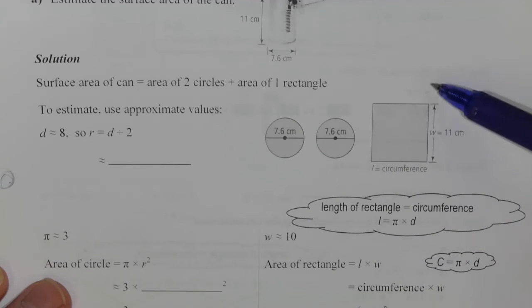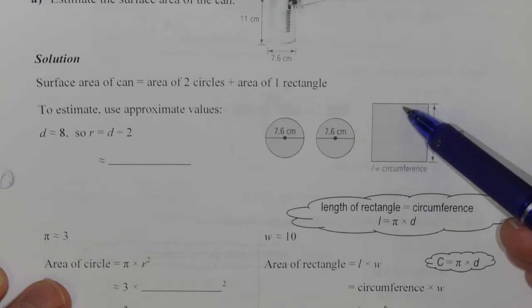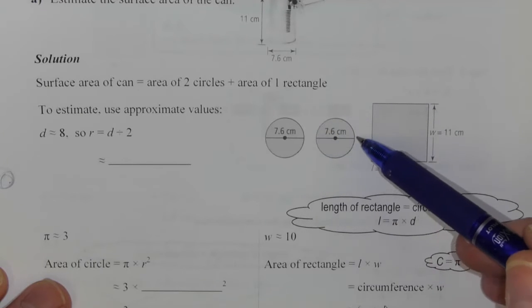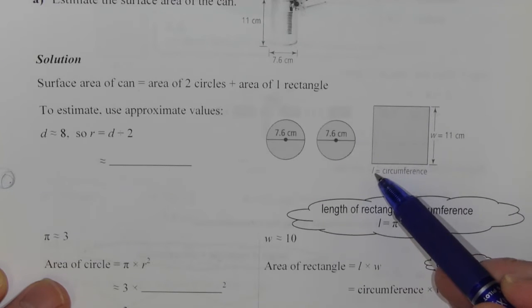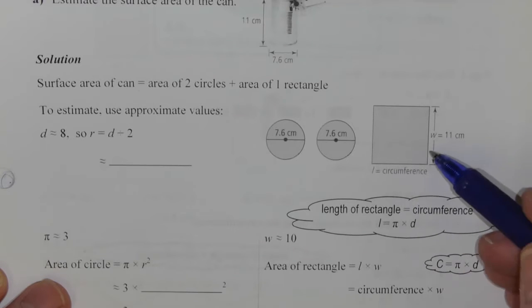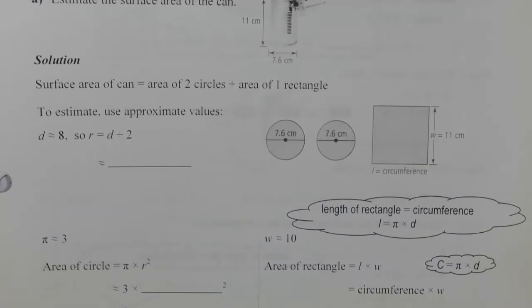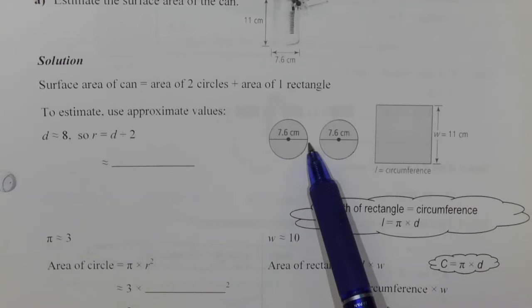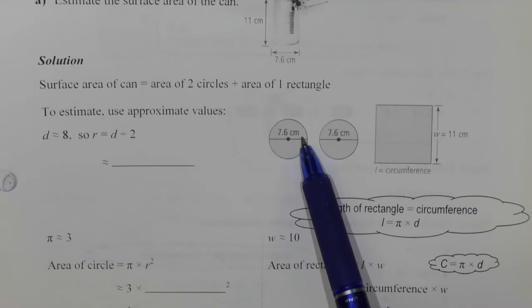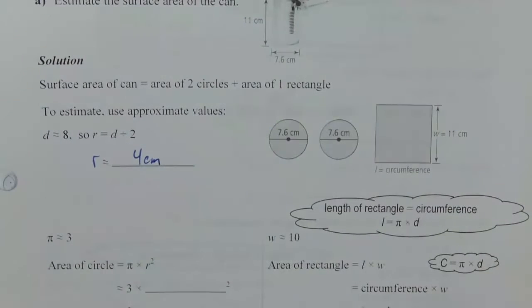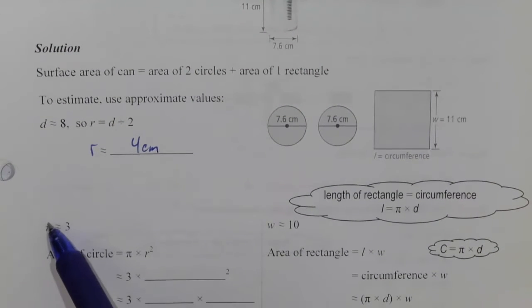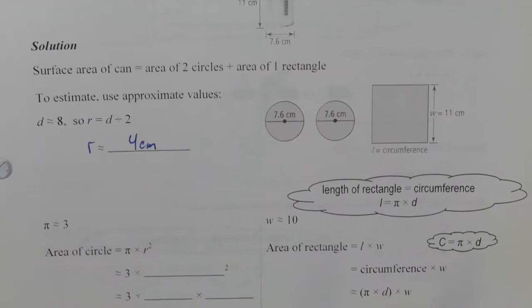So when you look at the cylinder, the 11 centimeters is the height, the width of it is the distance that it takes to wrap itself around the circle. So we call that the circumference. So the length of our rectangle is the circumference, and the width is the height that's given. So as an estimate, if we've got a 7.6 centimeter diameter, we can estimate that to be 8. And if we cut that in half, our radius is approximately 4 centimeters. And we're going to use pi as 3 for our estimate.